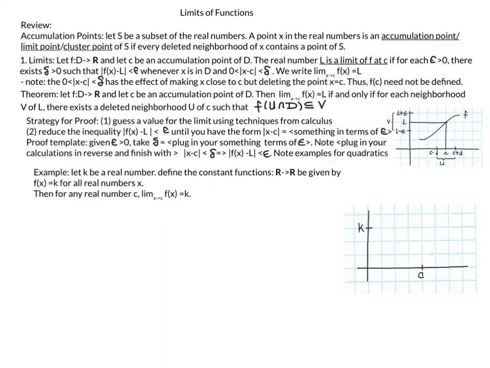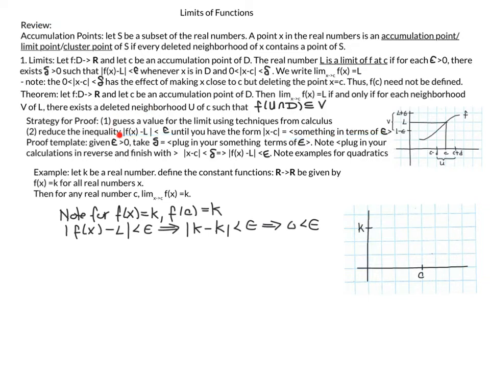Our first example is to let k be a real number, and we define the constant function f(x) equal to k for all real numbers x. We want to show that for any real number c, the limit as x approaches c of f(x) is equal to k. The first step of my proof template is to guess a value for the limit. We don't really have to guess, since that's exactly what we're trying to prove. So f(c) is equal to k.